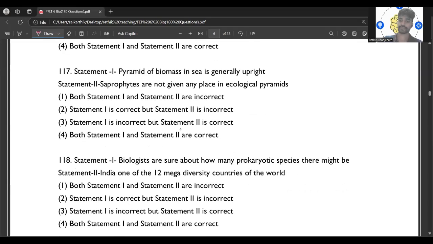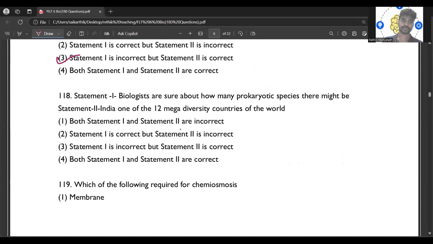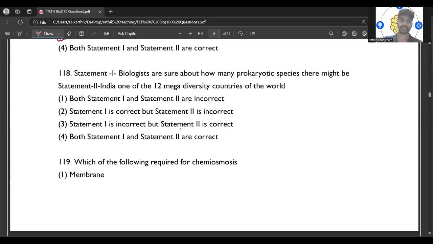Next, 117. Statement 1: the pyramid of biomass in sea is generally upright. Statement 2 says that saprophytes are not given any place in the ecological pyramid. Is it true? The second statement is actually true, because saprophytes are not given any place in the ecological pyramid. But statement one is incorrect because the pyramid of biomass in sea is generally always inverted. So not upright, rather inverted. So the third option.